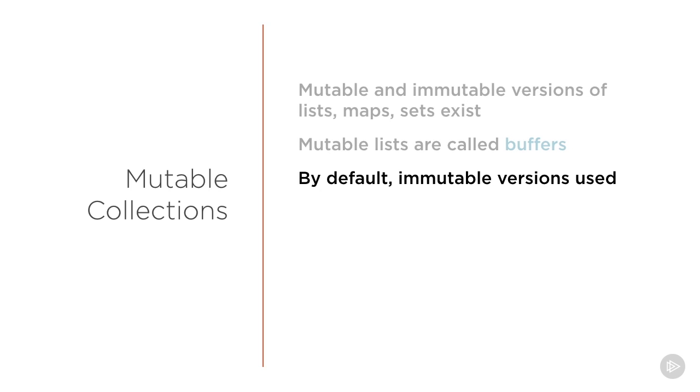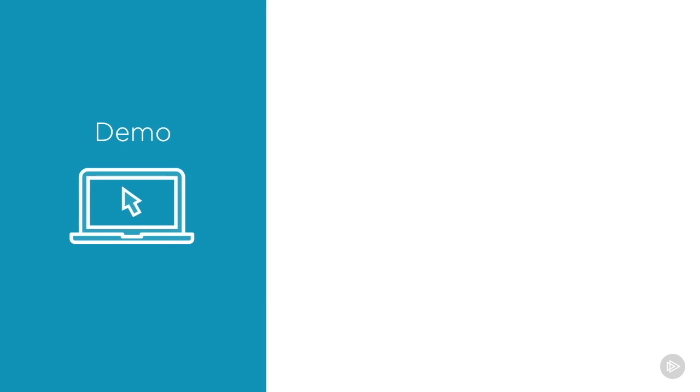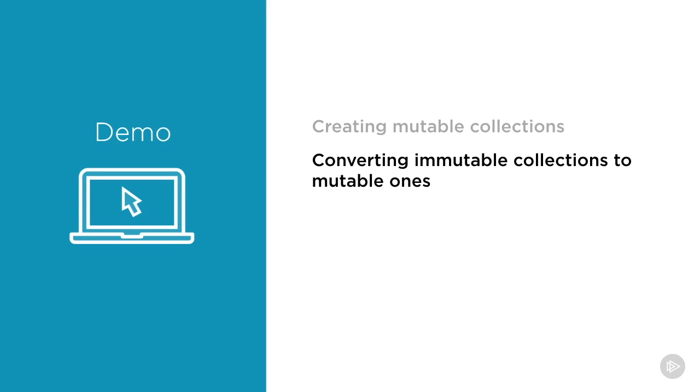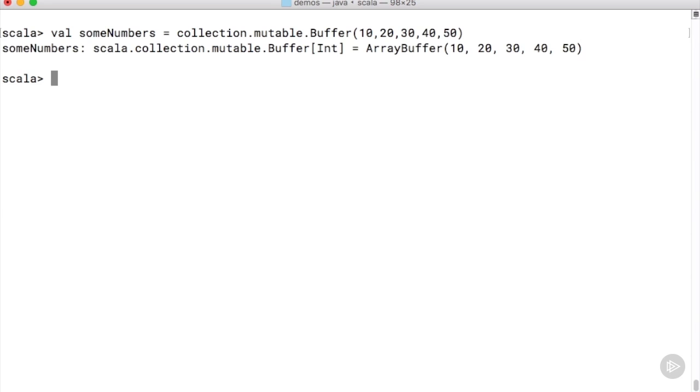When you create a map or a set, by default, it is the immutable version that is being created. This is in keeping with Scala's preference for immutable data and side effect free code. Let's dive into a really simple demo showing how mutable collections can be created and how they can be built up using builder objects. Instantiating mutable lists, i.e., buffers, maps, and sets is actually pretty simple. It's just a matter of specifying the appropriate namespace.